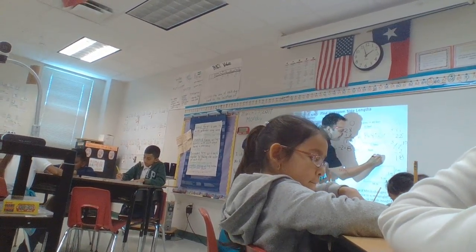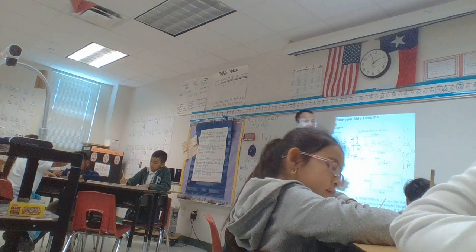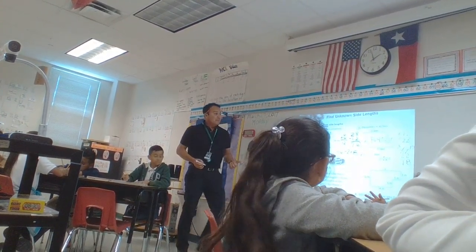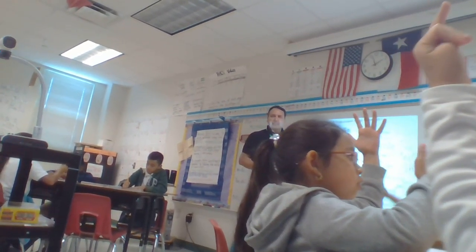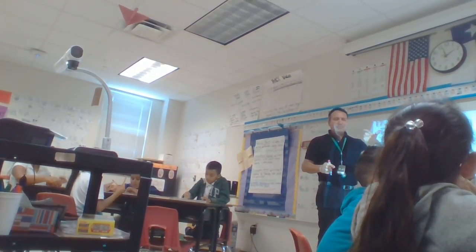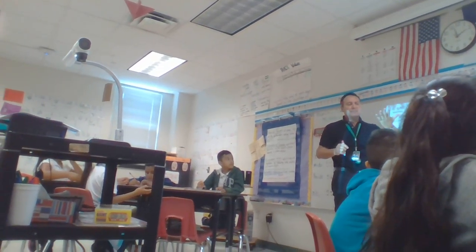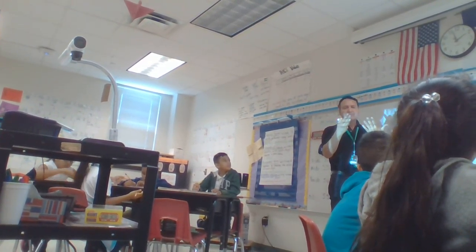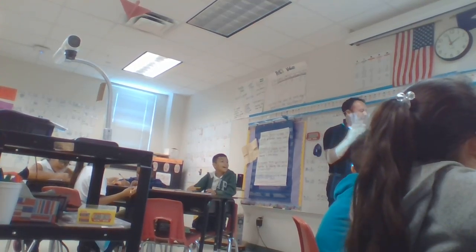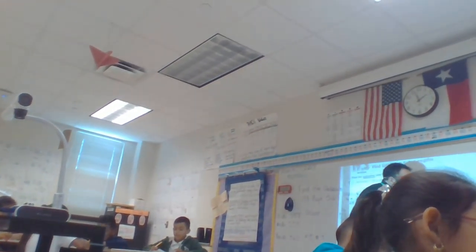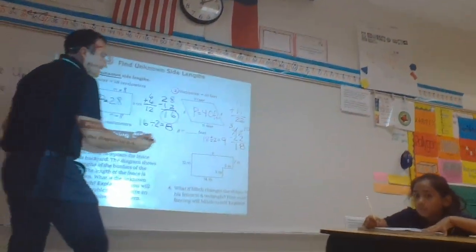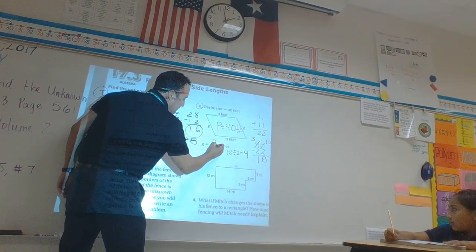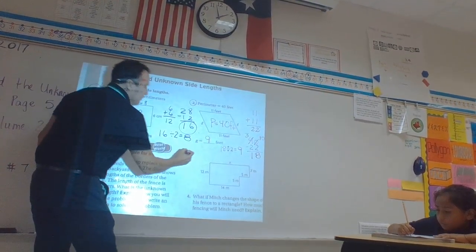18 divided by 2. That means I could be counting by? Twos. So if I'm counting by 2s, what is it? 2, 4, 6, 8, 10, 12, 14, 16, 18. So how much is that? 9. Plus 9 equals 18. There you go, repeated addition, 9 plus 9 is 18. So the value of G is? 9. 9 feet.